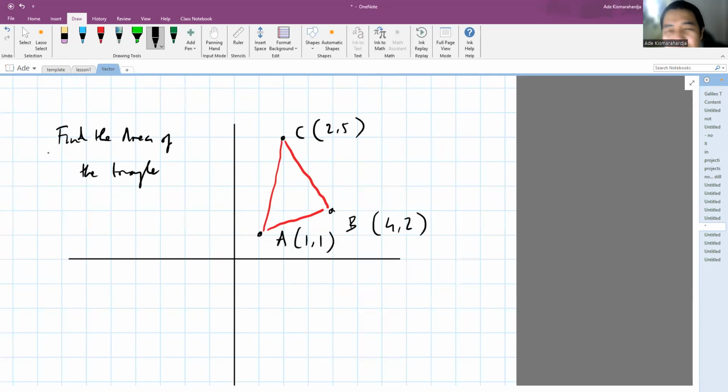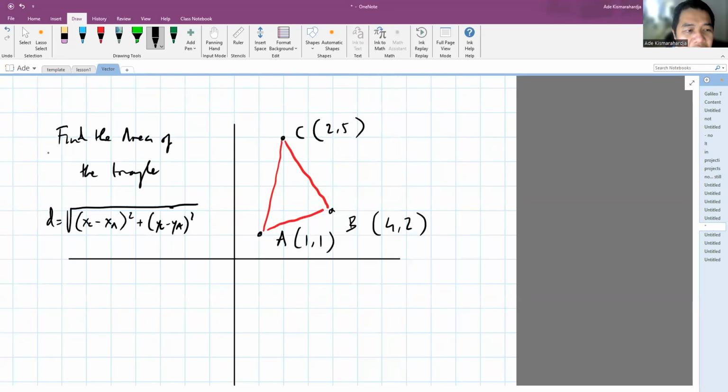Now, normally, if you have learned geometry, sometimes you need to remember some of the formulas. So in this case, you need to get the distance between 2 points, for example, the distance between A and C. So we know there is a formula like this, that the distance between 2 points is equal to the square root of xc minus xa squared, plus yc minus ya squared.